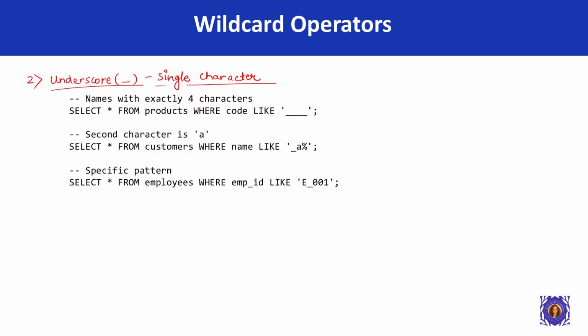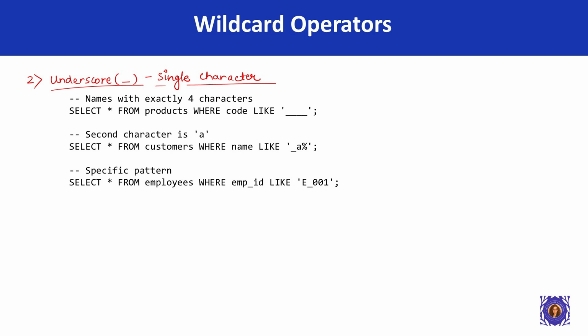The underscore is more precise. It matches exactly one character. This finds product codes that are exactly 4 characters long. Each underscore represents exactly one character, so this pattern requires exactly 4 characters, no more, no less.